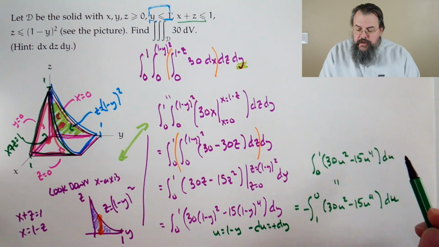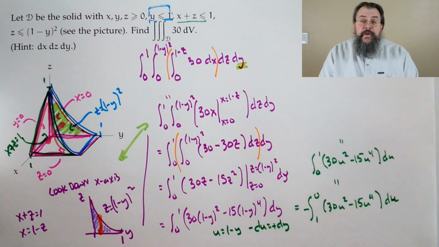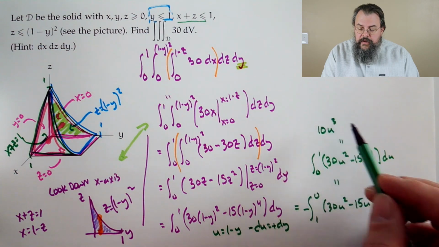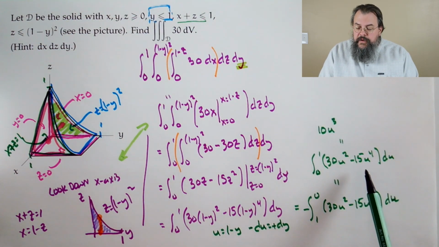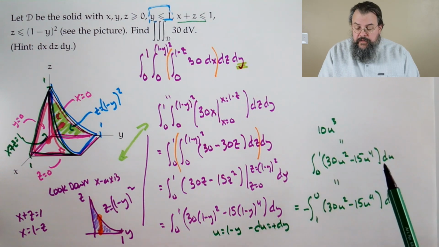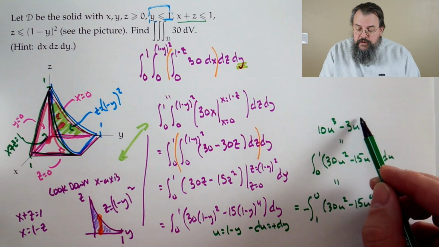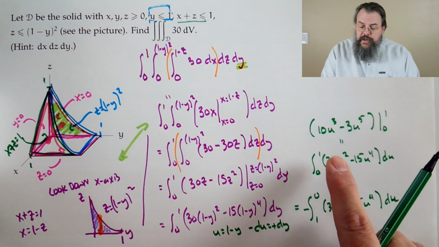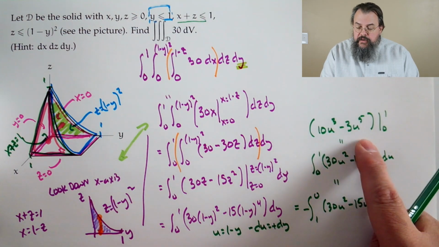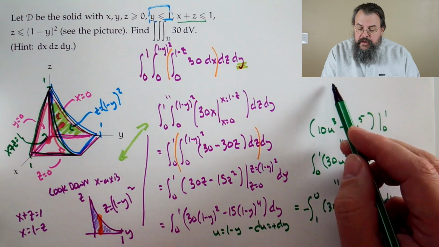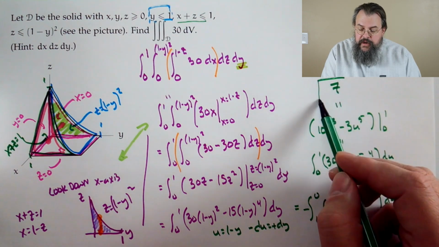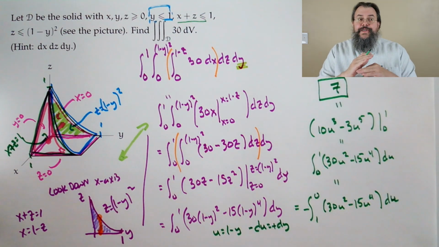All right, well, now we're ready. Integral of 30u squared, you integrate, you'll get 30 times 1/3 u cubed. So that's 10u cubed. Here, integrate, that'll be 15 times 1/5 u to the 5th. So that'll be minus 3u to the 5th. And we're going to evaluate from 0 to 1. Plug in 1, you'll get 10 minus 3, which is 7. Plug in 0, you'll get 0 minus 0, which is 0. And therefore, our final answer is 7.